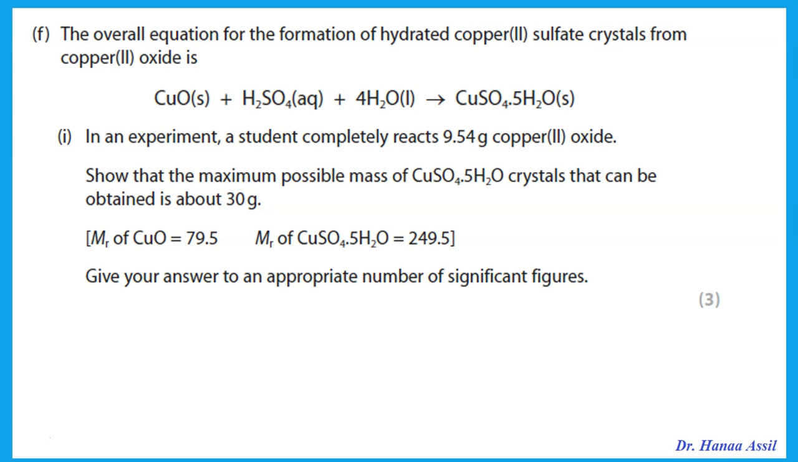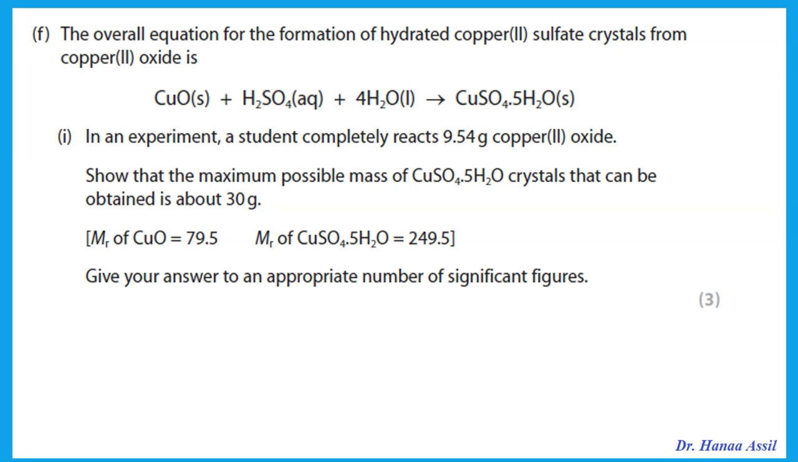The overall equation for the formation of hydrated copper sulfate crystals from copper oxide is this. In an experiment, a student completely reacts 9.54 grams of copper oxide. Show that the maximum possible mass of the crystals that can be obtained is 30 grams. So we're starting with what?